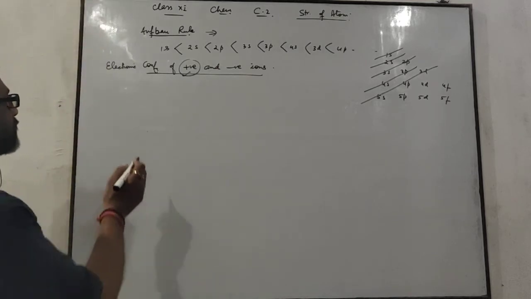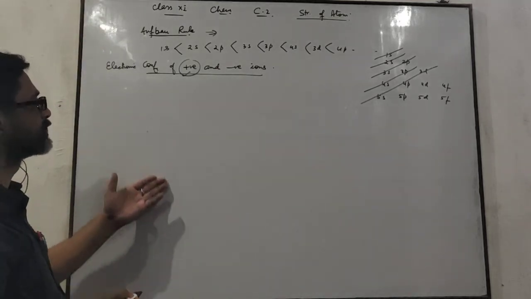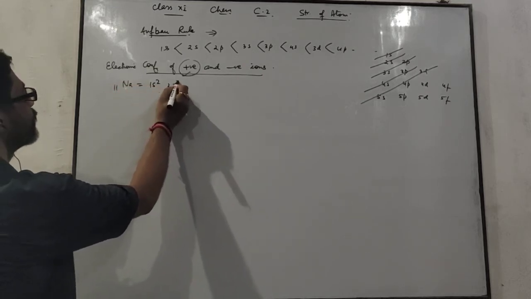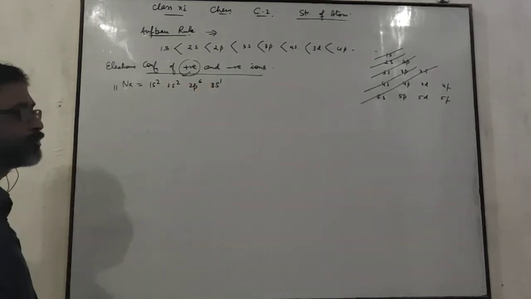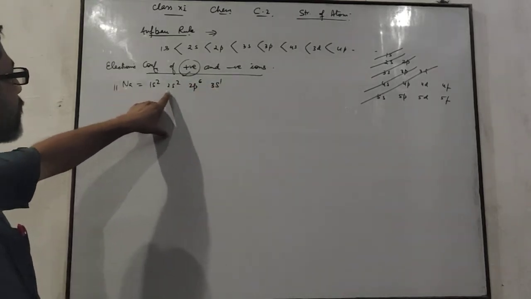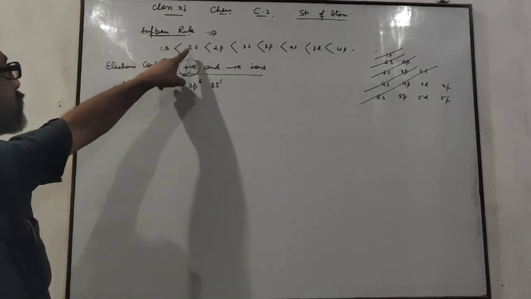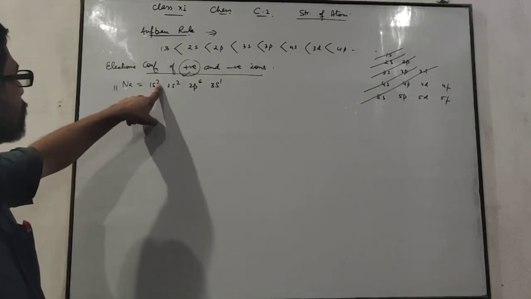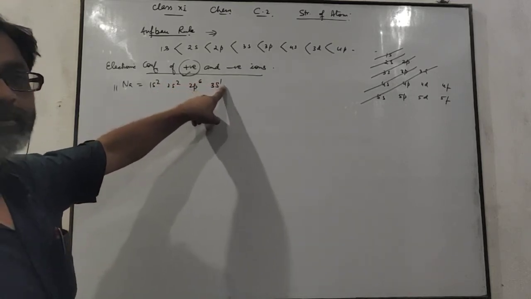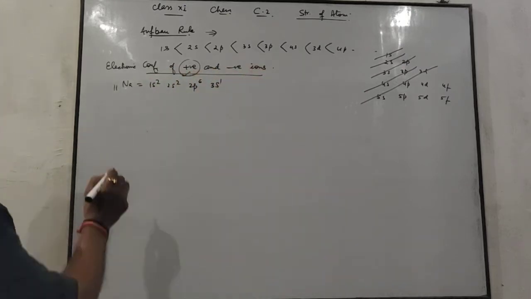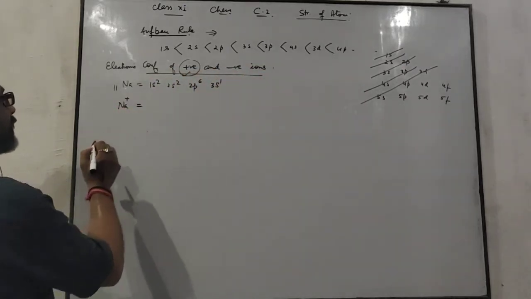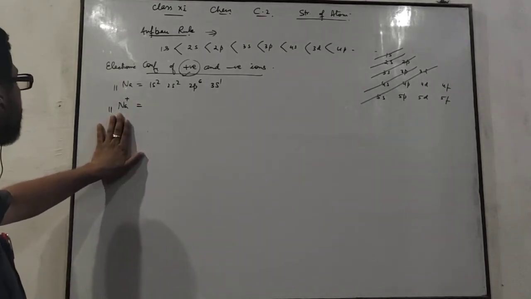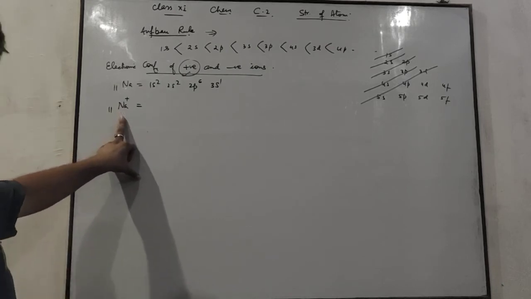See these examples, for example, 11Na. What is the electronic configuration of 11Na? You know that the 11 electrons are filled like this: 1s2, 2s2, 2p6, and then 3s1. In this way, 2 plus 2, 4 plus 6, 10 plus 1, 11 electrons are distributed. If I want to write the electronic configuration of 11Na+, what will we do? We remove one electron from the outermost shell.